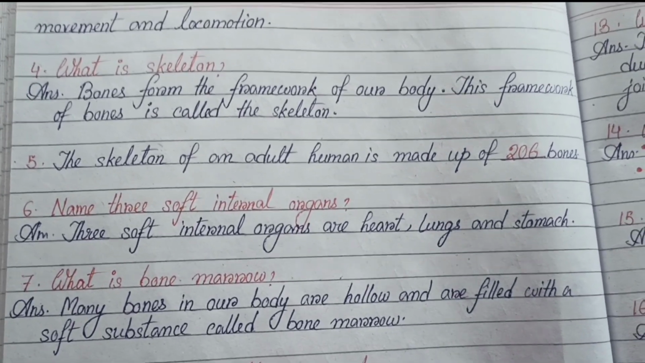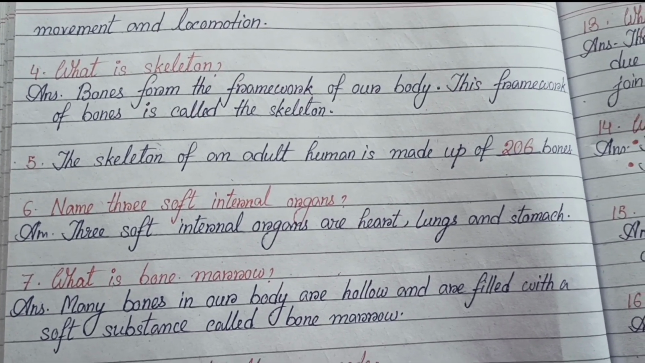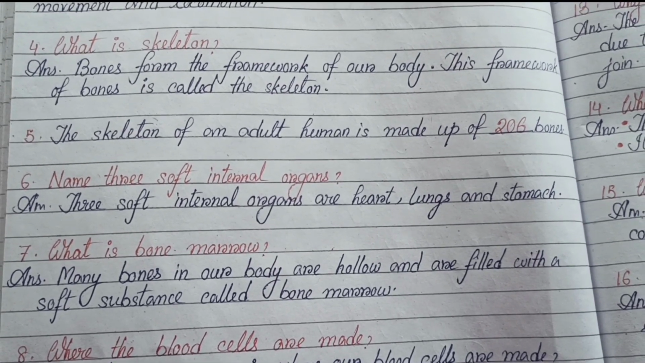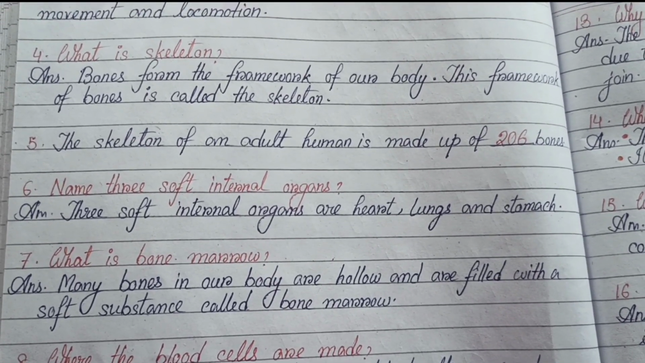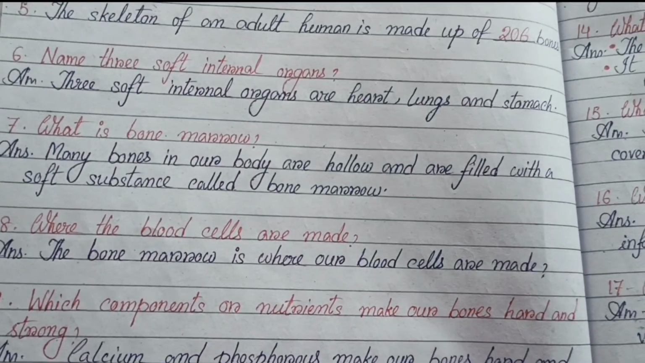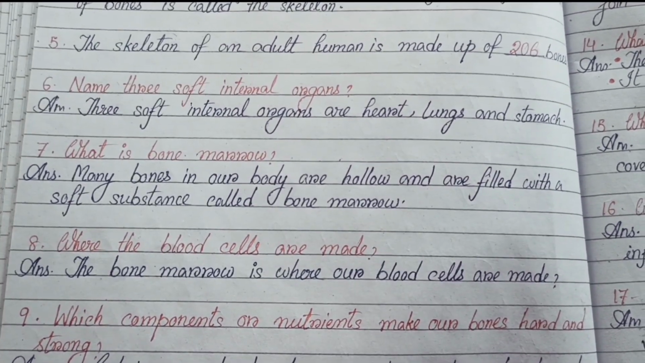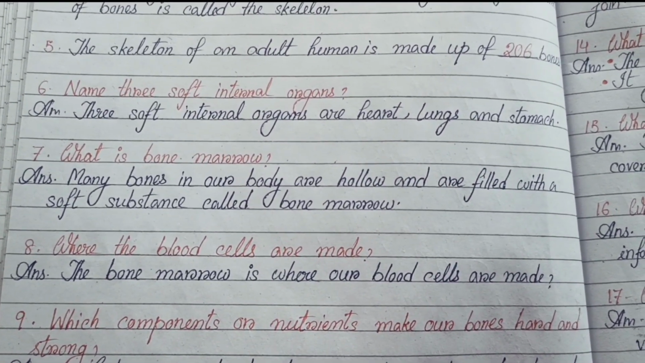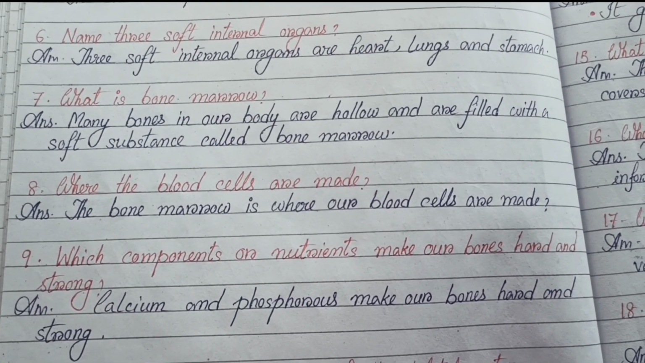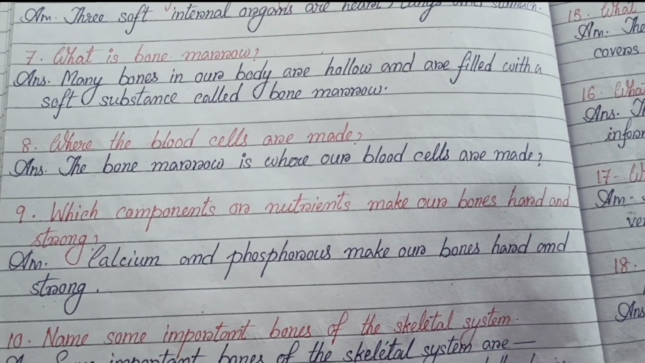Number 5, the skeleton of an adult human is made up of 206 bones. Number 6, name 3 soft internal organs. 3 soft internal organs are heart, lungs, and stomach. Number 7, what is bone marrow? Many bones in our body are hollow and are filled with a soft substance called bone marrow. Number 8, where are the blood cells made? The bone marrow is where our blood cells are made.